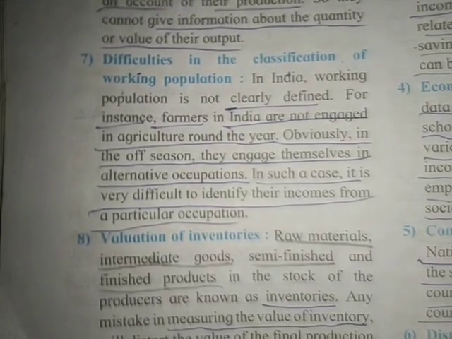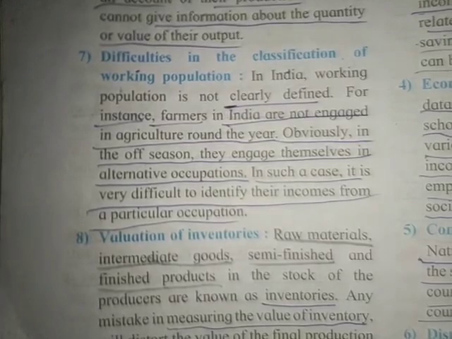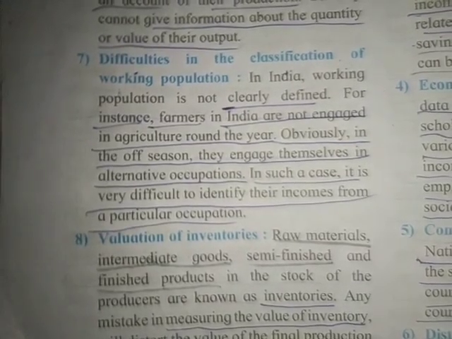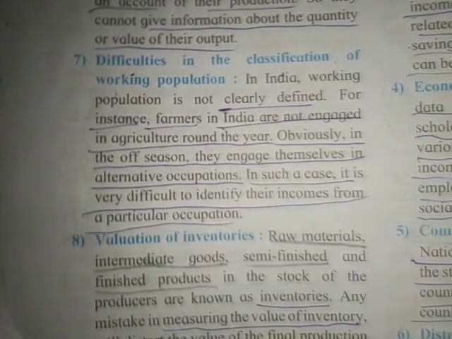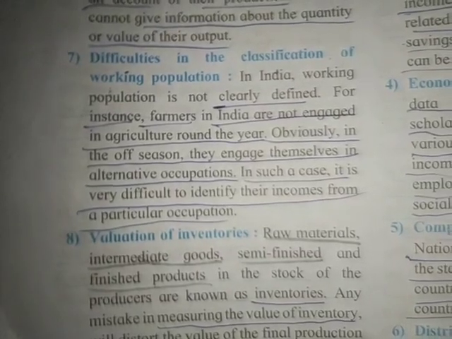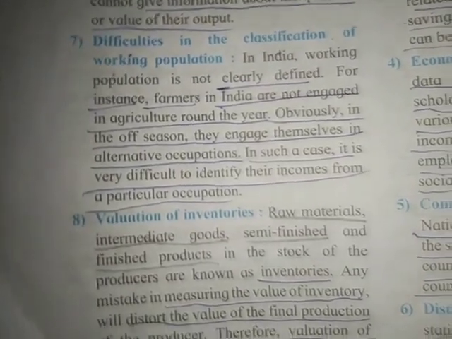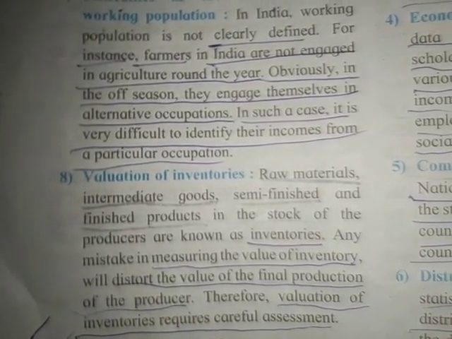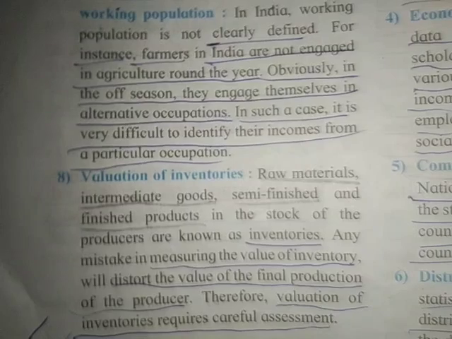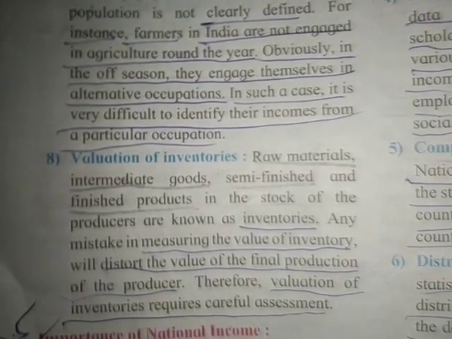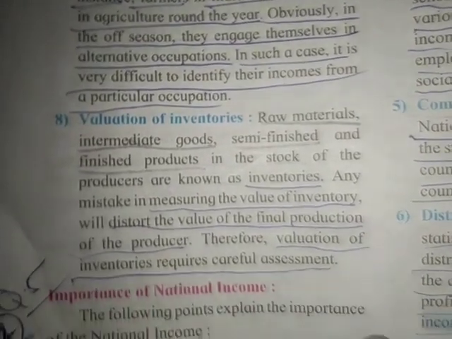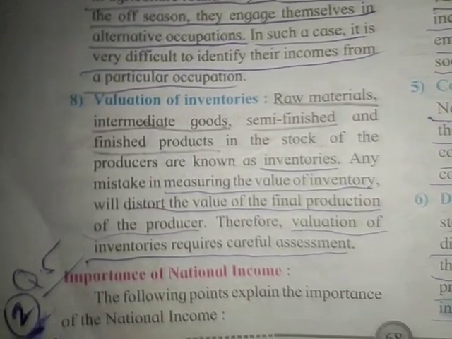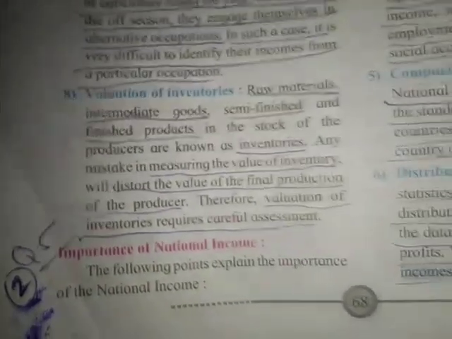Seventh, difficulties in the classification of working population. In India, working population is not clearly defined. For instance, farmers in India are not engaged in agriculture round the year. Obviously, in the off season, they engage themselves in alternative occupations. In such a case, it is very difficult to identify their incomes from a particular occupation.